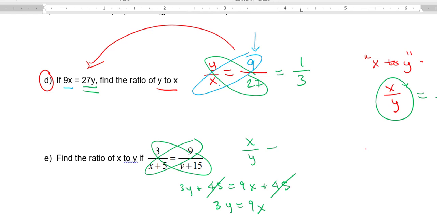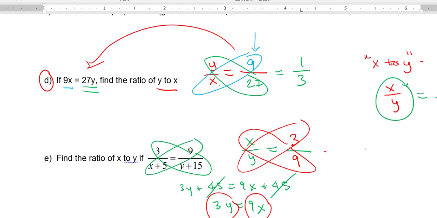Now I'm in a position where I can do exactly like I did in the previous problem and ask myself, what times y is going to give me 3y? So it's going to be 3 on top, and 9x, 9 is going to be on the bottom here, right? 9 and x. So again, the answer in this case is 1/3. All the answers are not 1/3. It just happened that these two in a row ended up having identical answers.